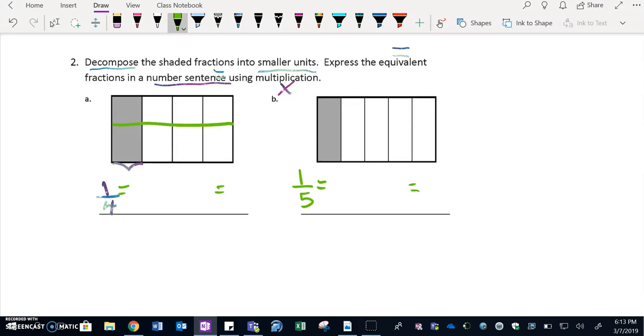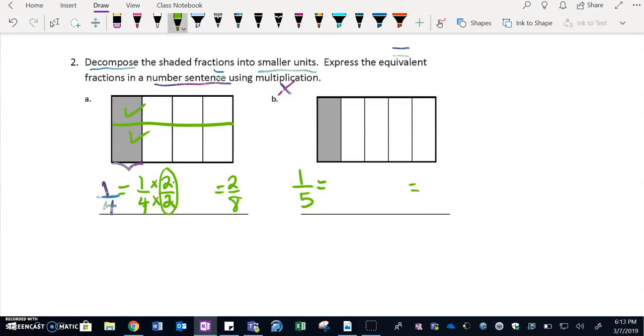That makes it easy. So now we've taken the 1 whole and we've cut the 1 whole into 2 parts, and we've also cut the unit size into 2 parts. So whenever you are trying to make an equivalent fraction, always, always, always multiply the numerator and the denominator by the same number. So 1 times 2 is 2. 4 times 2 is 8. So you will see I have 2 out of 8 pieces left.